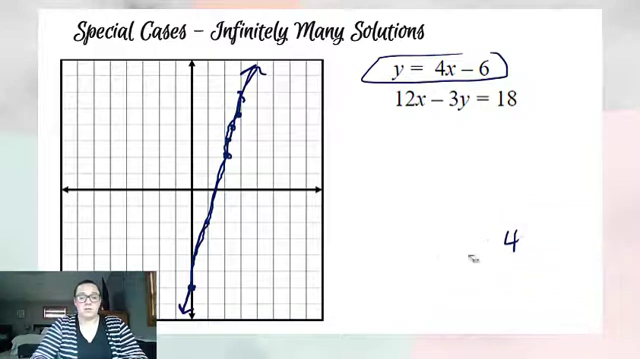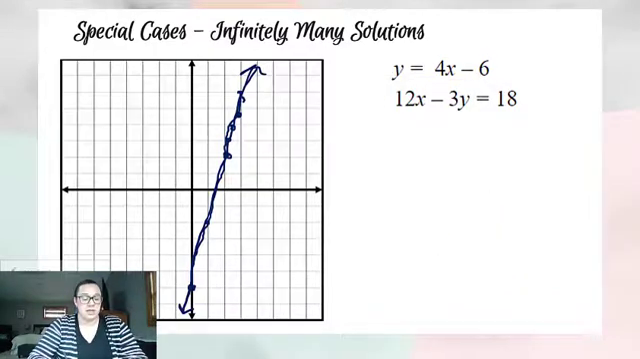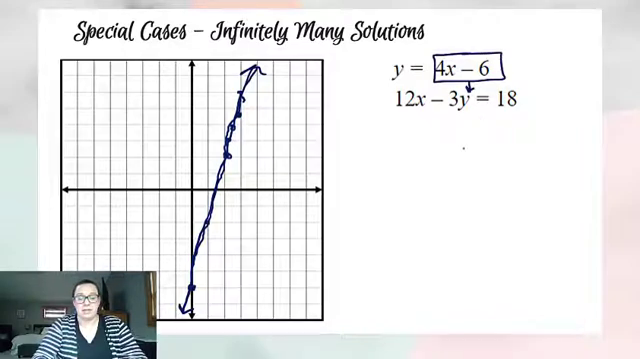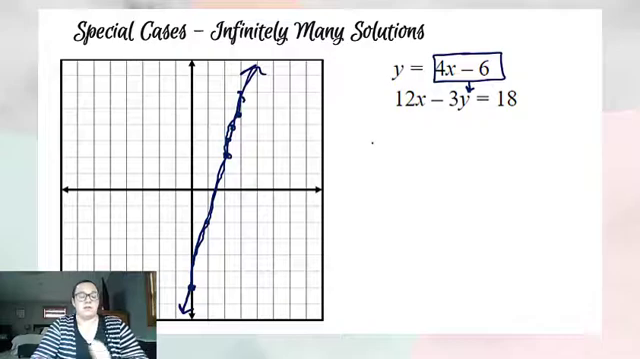If I was going to solve this with substitution, what I would have done is taken this version of y and put it in here. Let's see what happens when this plays out, because we know if we get something that's not true, like 2 equals -5, it's no solution. Let's see what happens if there's infinitely many solutions.